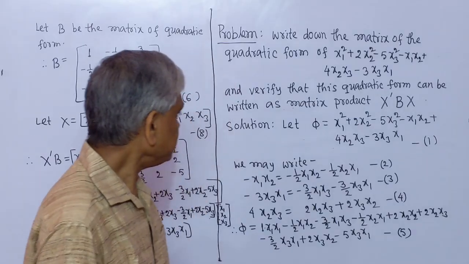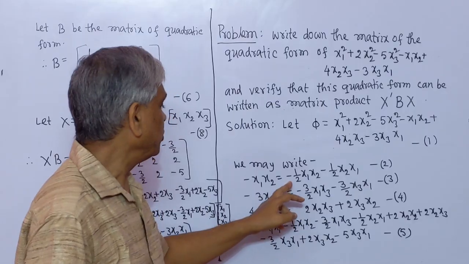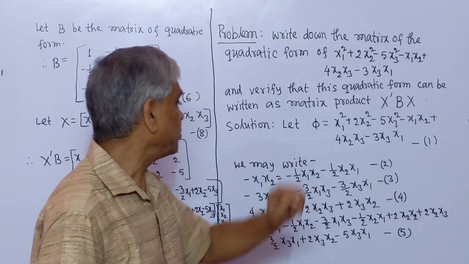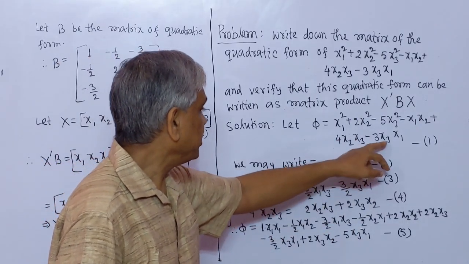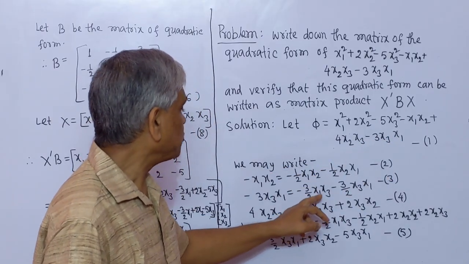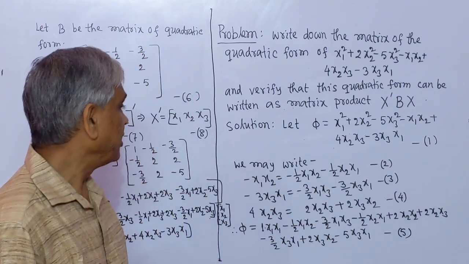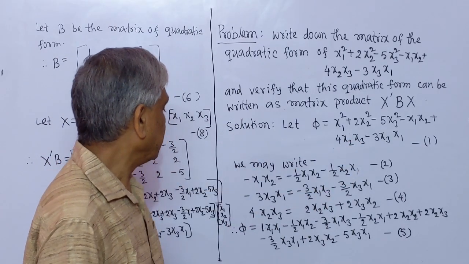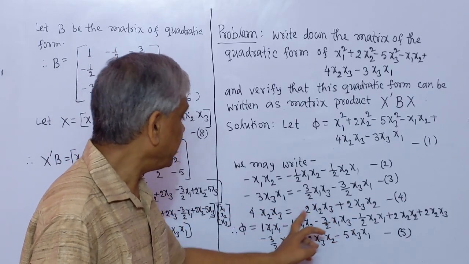Let this be number 1. We may write minus x1 x2 equal to minus half x1 x2 minus half x2 x1. This is number 2. Here minus 3 x3 x1 equal to minus 3 by 2 x1 x3 minus 3 by 2 x3 x1. This is number 3. Here plus 4 x2 x3 equal to 2 x2 x3 plus 2 x3 x2.